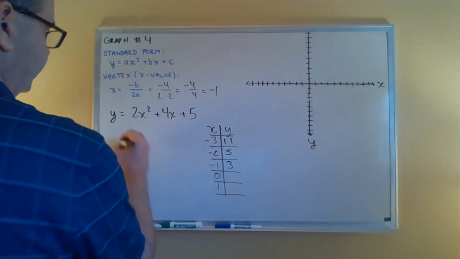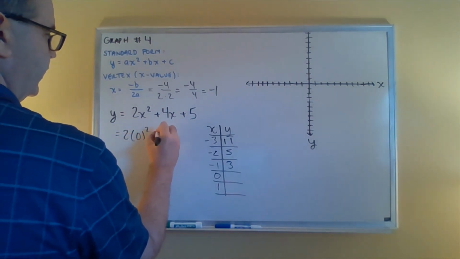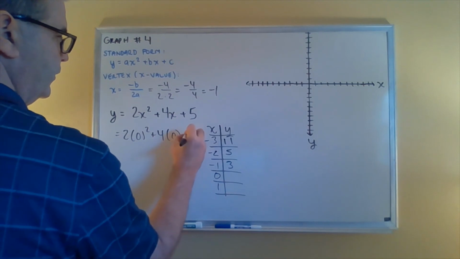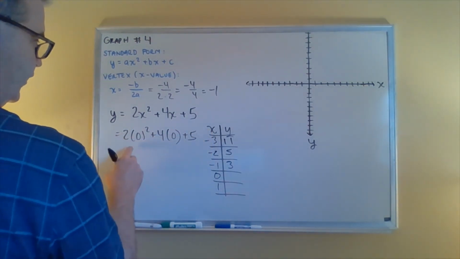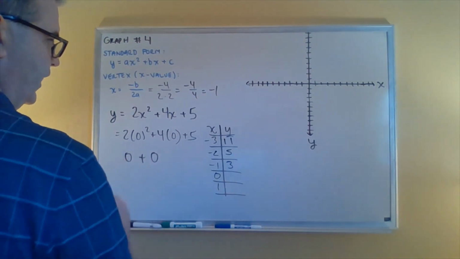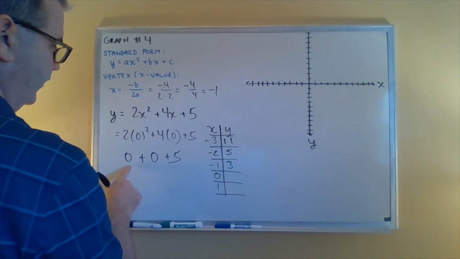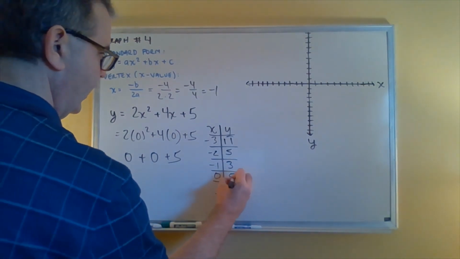Finally, I'm going to plug in 0. So I'll have 2 times 0 squared plus 4 times 0 plus 5. 0 squared is 0. 2 times 0 is 0. Plus 4 times 0, that is 0. Plus 5. So 0 plus 0 plus 5. When x is 0, y is 5.